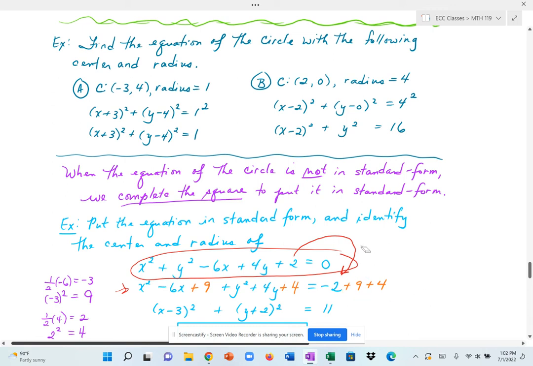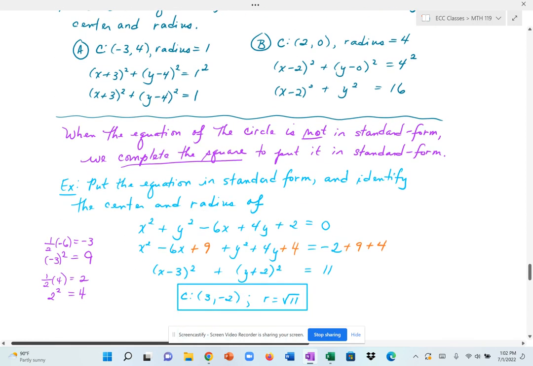Okay, so what you see in orange, that's the completing the square part. You take half of the coefficient of x, which is -6, and you square that number. So -3 squared gives me 9. And that 9 gets added to both sides of the equation, right? Keep the equation in balance. Whatever you do to one side, you do to the other. Then I do the same thing with the y coordinate. So half of 4 is 2, and when you square it, you get 4. So you add 4 to both sides.